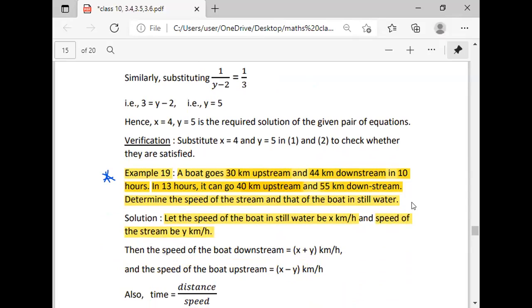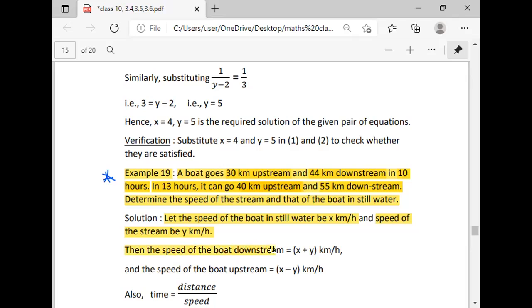Okay, because we want to find the speed of the boat in still water as well as the speed of the stream. That's why we are naming these two unknowns as x and y. Okay, clear? Then what are we doing?